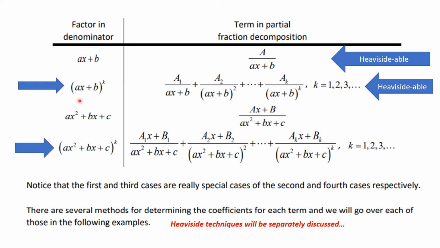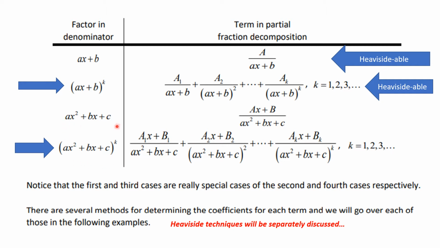Now, some terms will be irreducible over the real numbers. That means they have complex roots. So we end up with a factor in the denominator that looks like this: ax squared plus bx plus c, that cannot be factored. Each factor in the denominator like this generates a term in the partial fraction decomposition that looks like capital Ax plus B all over ax squared plus bx plus c.